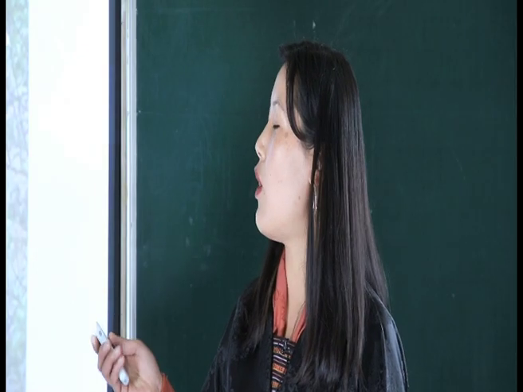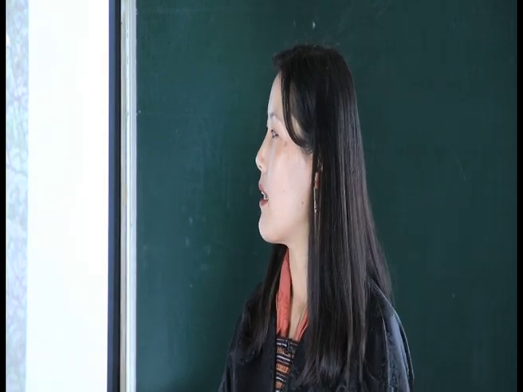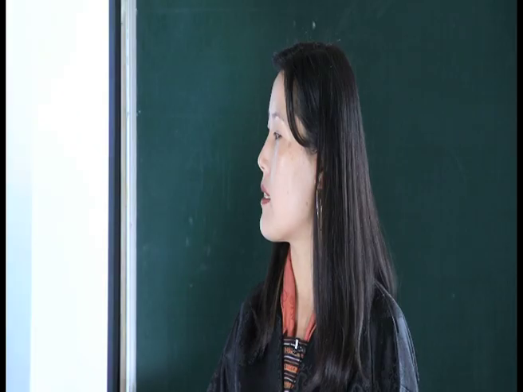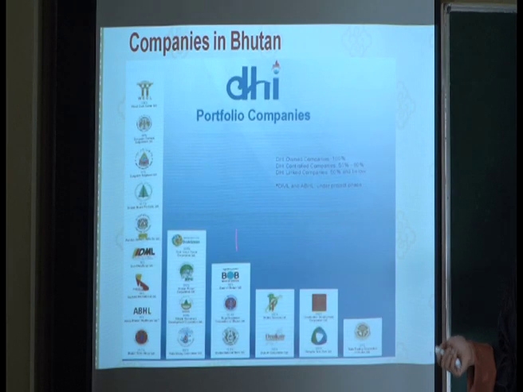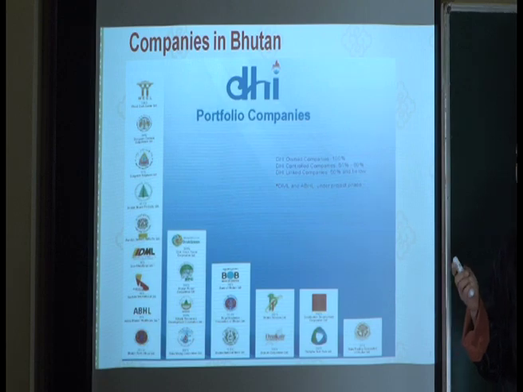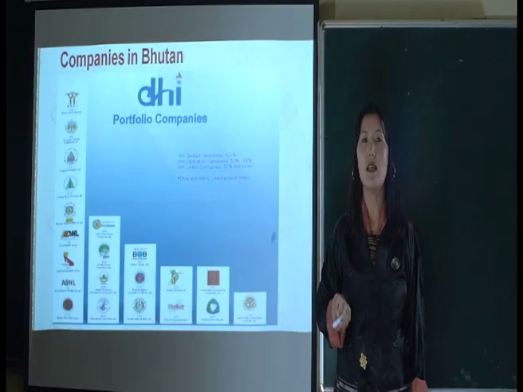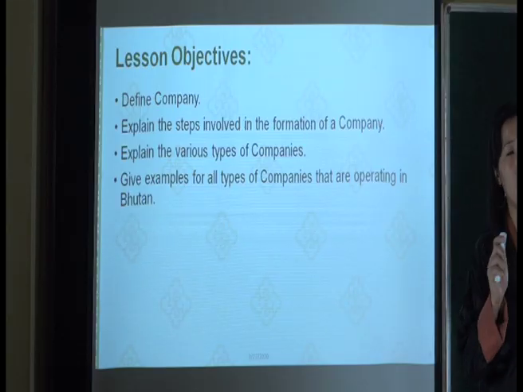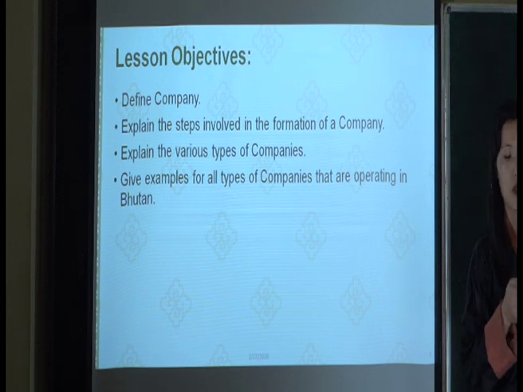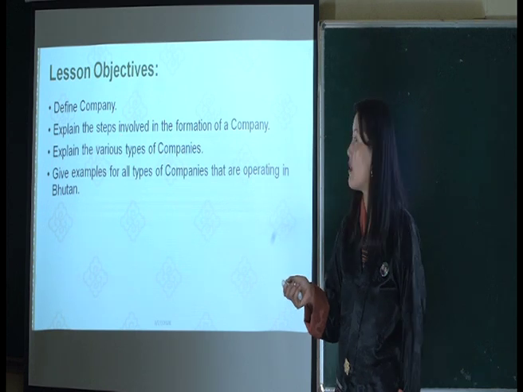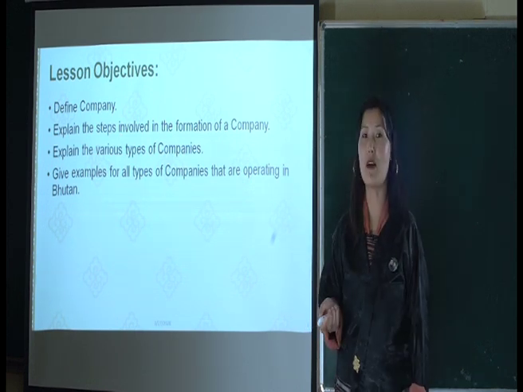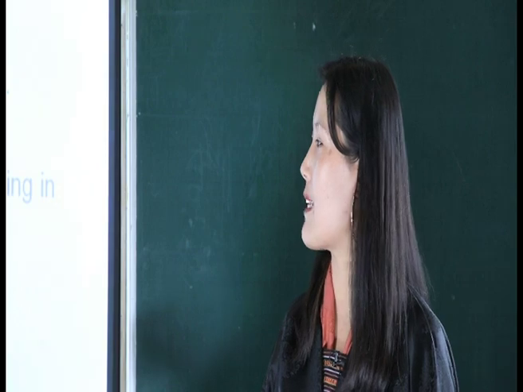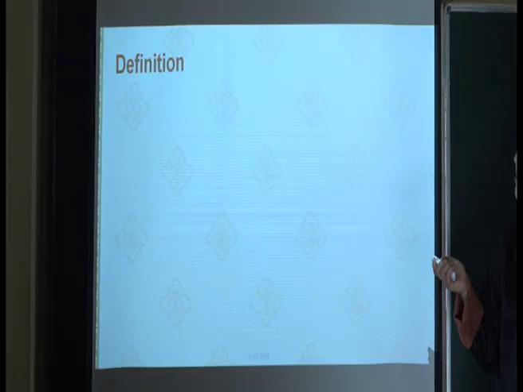We have company as a form of business organization. You can see the logo of DHI here, which is one of the companies in our Bhutan. These are examples of various types of companies in our country. Now, before I actually start with our lesson, let me outline today's objective. At the end of this lesson, each one of you is expected to define company, explain the steps involved in formation of a company, explain various types of companies, and give examples of all types of companies that are operating in Bhutan.